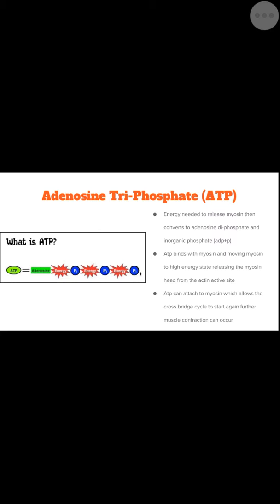Adenosine triphosphate, ATP, is the energy needed to release myosin, then converts to adenosine diphosphate and inorganic phosphate, ADP plus P. ATP binds with myosin, moving myosin to a high energy state, releasing the myosin head from the actin active site. ADP can attach to myosin, which allows the cross bridge cycle to start again. Further muscle contraction can occur.